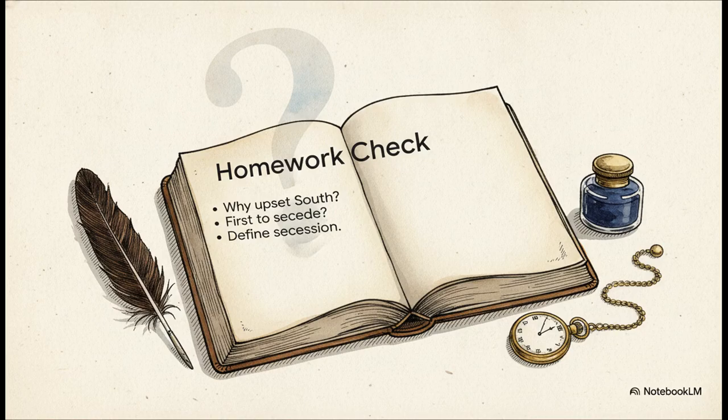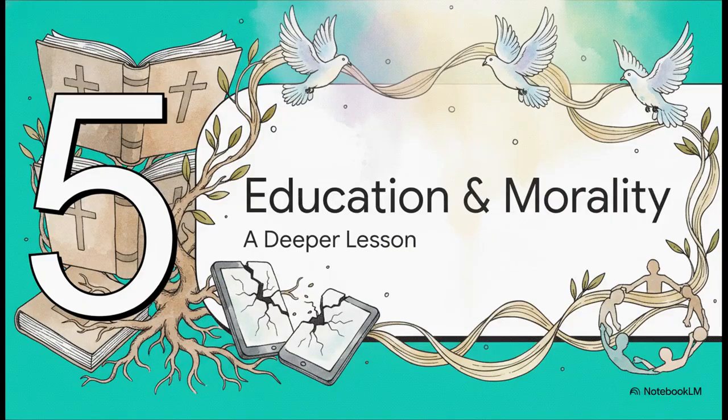Consider this your homework for today's explainer. Make sure you can confidently answer these key questions. First, why did Lincoln's victory upset the South so much? Second, who seceded first? Third, what exactly does secession mean? Fourth, why did the South feel entirely politically powerless? And finally, how did this whole 1860 election spark the Civil War? If you can answer these 5 questions, you've absolutely nailed the history of this critical period. Let's wrap things up with part 5.